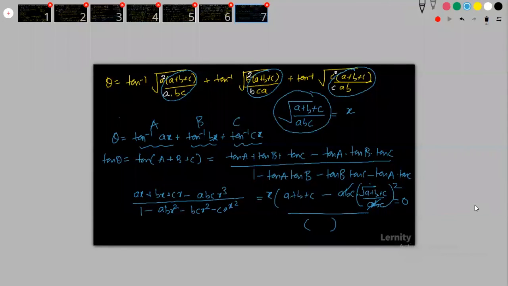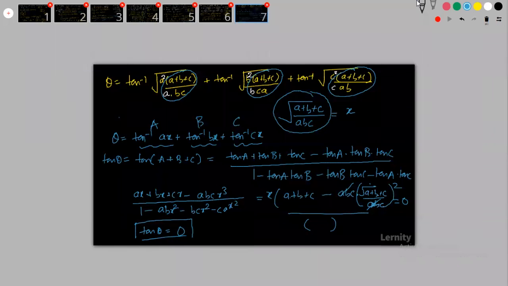Now that means this whole part, when I take tan theta, tan of theta is becoming 0. So this is the answer. This is the way if you have been asked in a subjective paper. If you have been asked a question like this in a subjective paper, you can solve this.